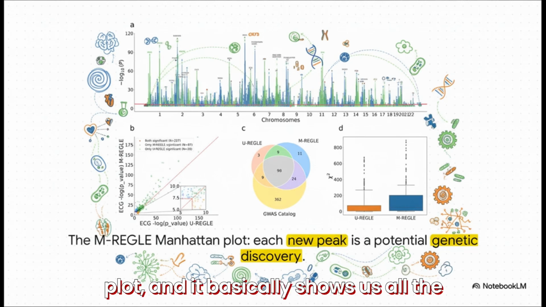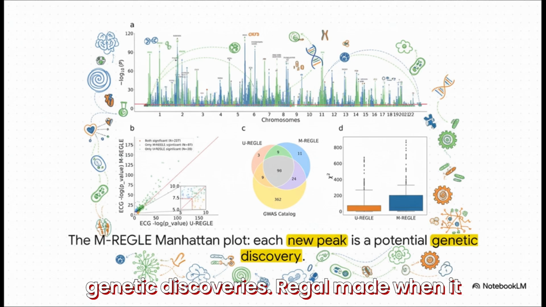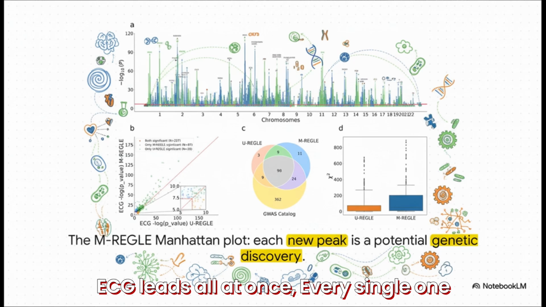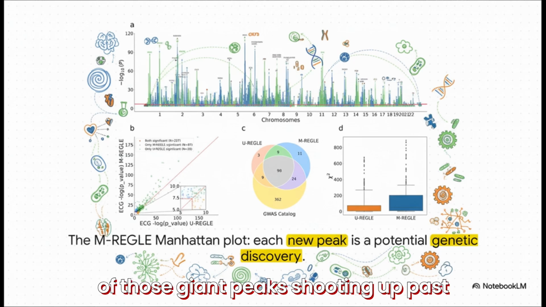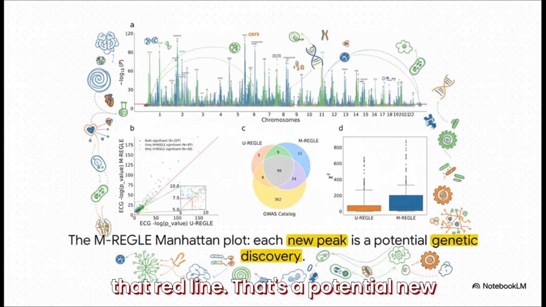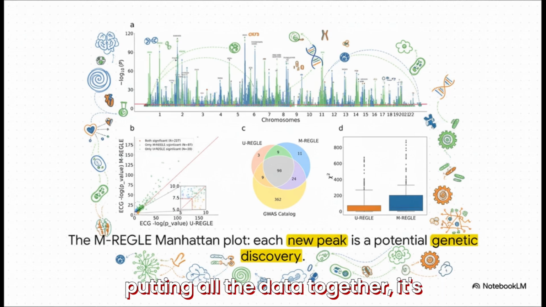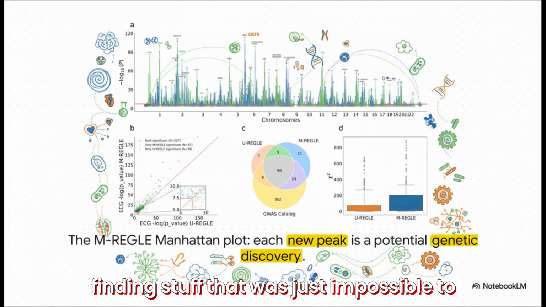This is a Manhattan plot, and it basically shows us all the genetic discoveries MRGLE made when it looked at 12 different heart readings, ECG leads, all at once. Every single one of those giant peaks shooting up past that red line, that's a potential new genetic discovery for heart health. By putting all the data together, it's finding stuff that was just impossible to see before.